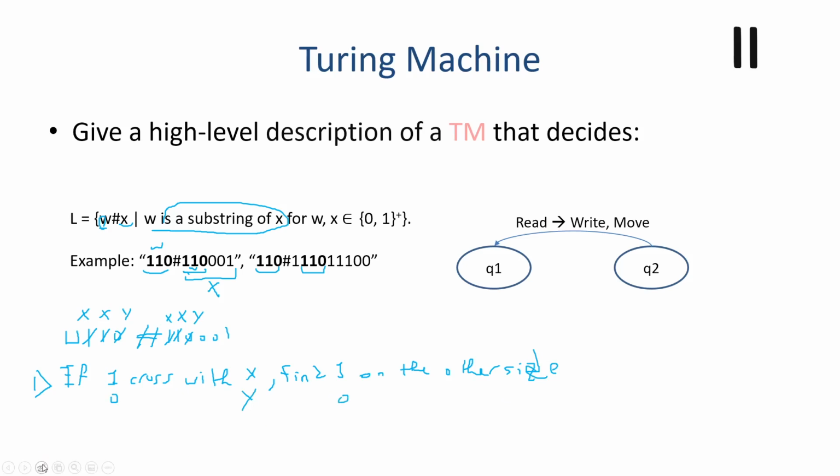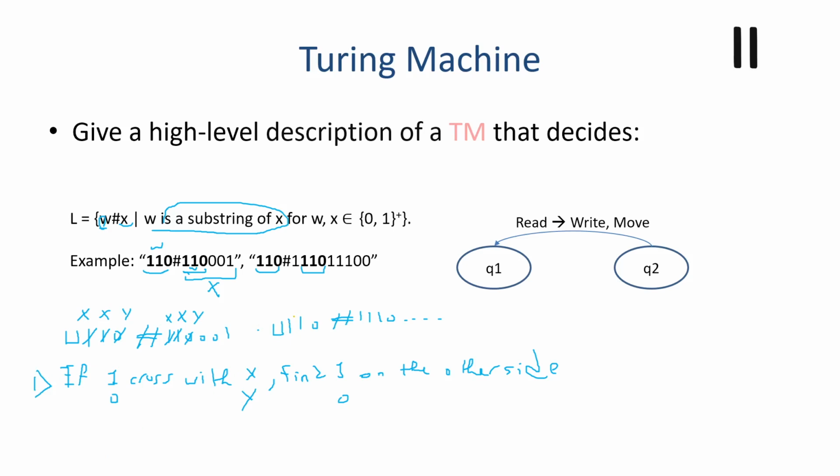Now, with this first example, if it works from the very first try, then great, we're able to find it. But what if it doesn't? So let's see the other example. 110 hashtag 1110 and then some other stuff. Okay, well, using the same logic, assuming here we're starting with a blank.